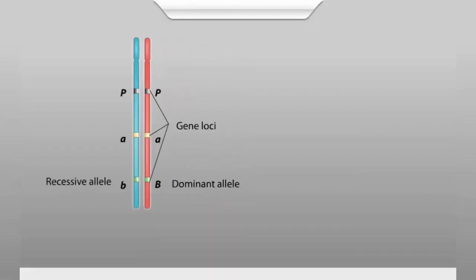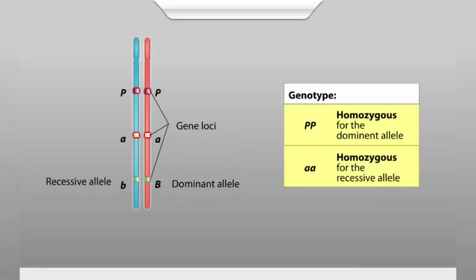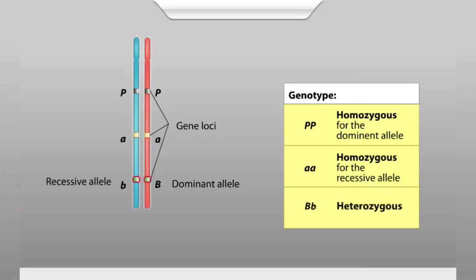When the 2 alleles for a trait are identical, they are homozygous for that trait. When the 2 alleles for a trait are distinct and different, they are heterozygous for that trait.